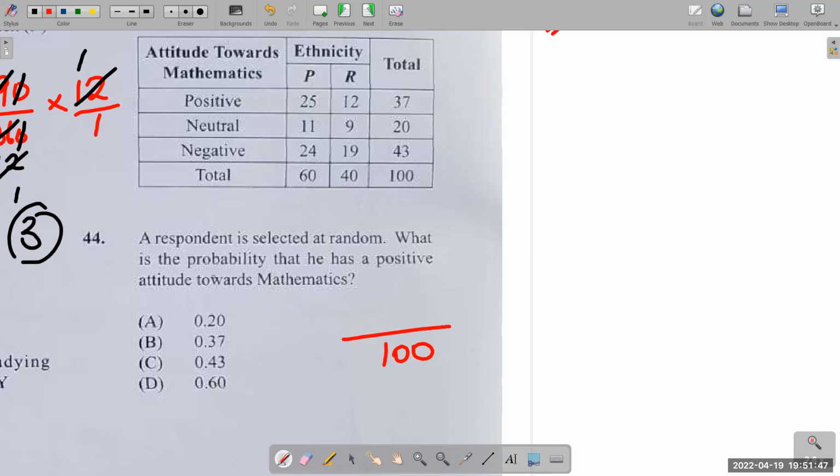If they were saying somebody from P, a total would have been 60. Agree or disagree? You have to pay attention to who they're selecting. They say a respondent, that means that's everybody, from all the persons, so that's out of 100. What is the probability that he has a positive attitude? How many people have a positive attitude? That's 37, so it's going to be 37 over 100. We know this as a decimal as 0.37.